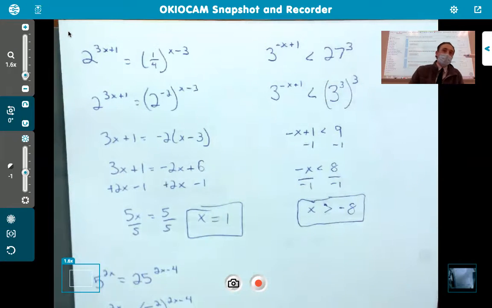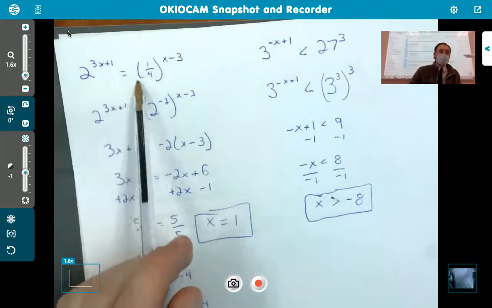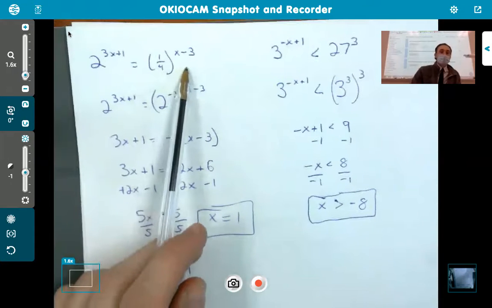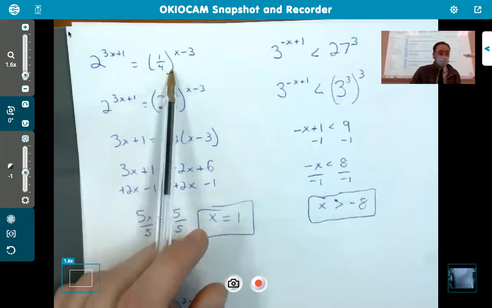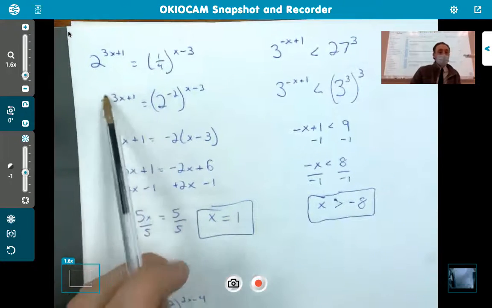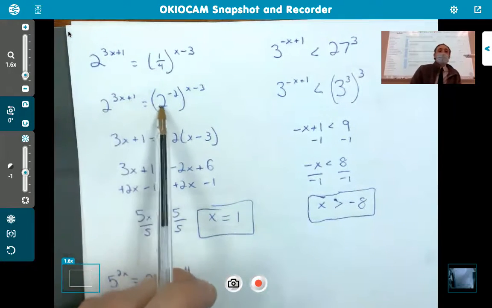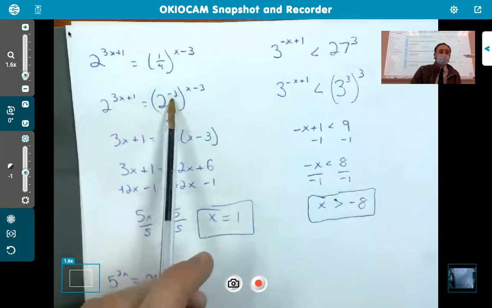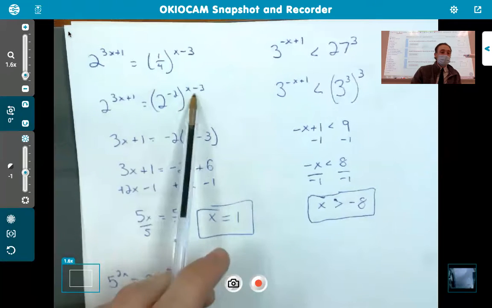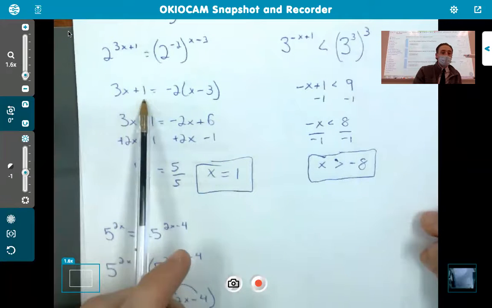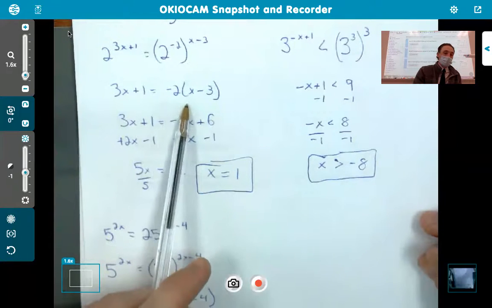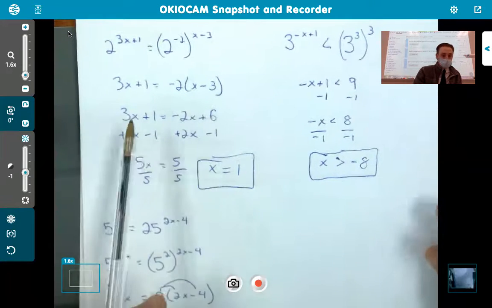So one of the first equation type problems, you had 2 to the 3x plus 1 equals 1/4 to the x minus 3. All right. So very similar to what we saw with one of the inequality questions today. I'm going to keep the 2 the same. So I have 2 to the 3x plus 1. The 1/4 is 2 to the -2, and then I still have the x minus 3. Now that I have same bases, I can set them equal to each other. So 3x plus 1 equals -2 times x minus 3.